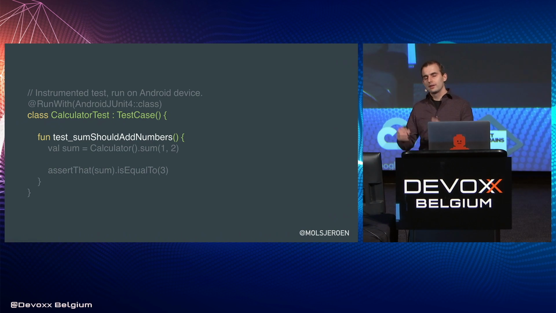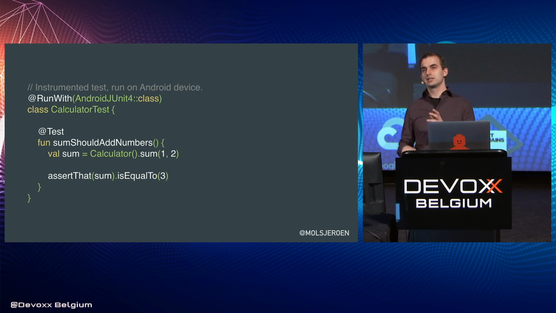underscore. So our test method starts with test. This is no longer needed anymore. This was JUnit 3 syntax, and we can actually just make it JUnit 4 syntax, and all you have to do in JUnit 4 is slap a test annotation on the method.